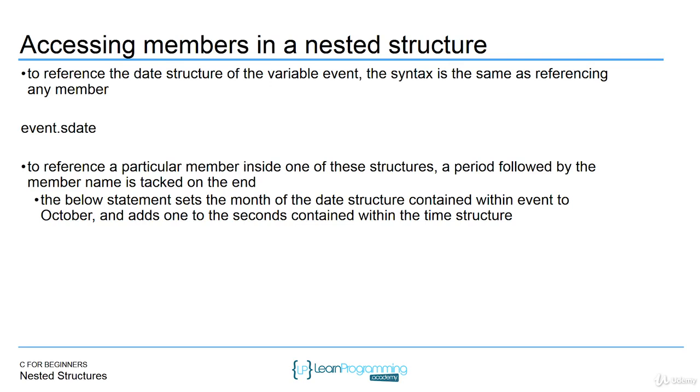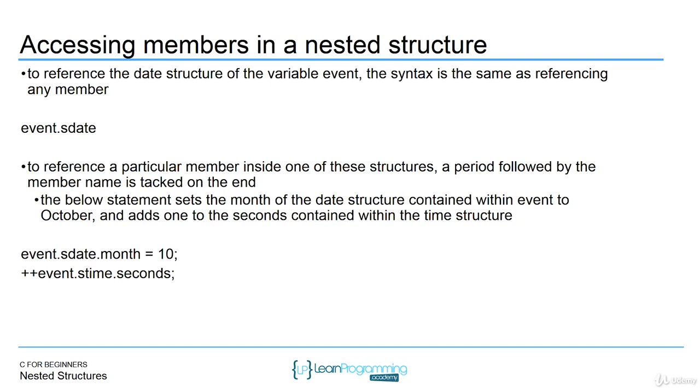So this below statement is going to set the month of the date structure contained within event to October, and it's going to add one to the seconds contained within the time structure. So we say event.sDate and then another dot because we want to access the element of the sDate variable. We want to access month, and we're going to assign month 10. So there's multiple dots there. And all this is saying is you have a struct named event, and because of our declaration before, we said it was of type date and time. Inside there, you have a struct, which is just a date struct. You want to access of that date struct the month member. So you say dot month, two dots.